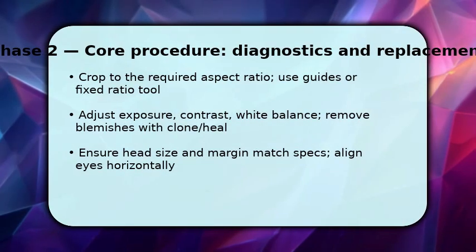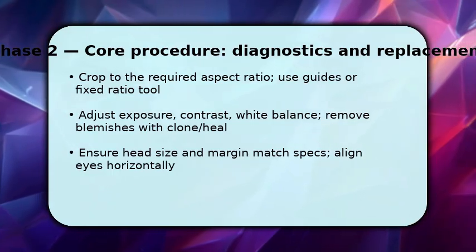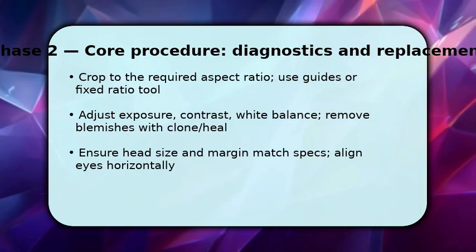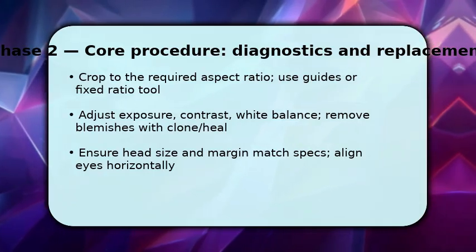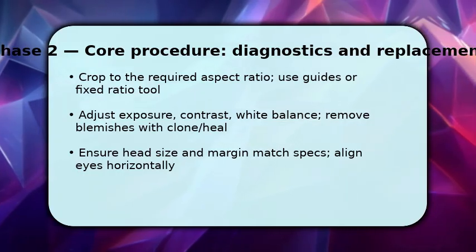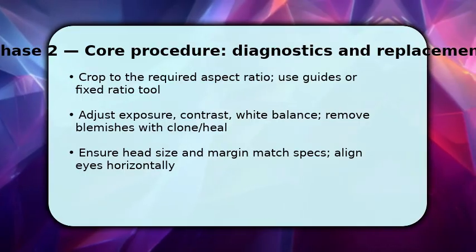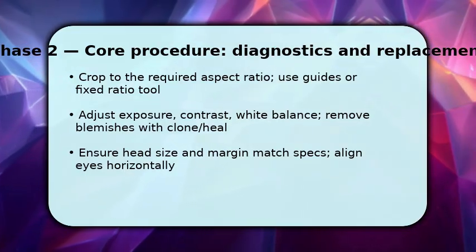Now you crop to the exact aspect ratio using the editor's fixed ratio tool. This ensures the form accepts dimensions without extra scaling. After cropping, fine-tune exposure, contrast, and white balance. Correct tones first, then remove small blemishes with a spot heal or clone tool so edits blend naturally.